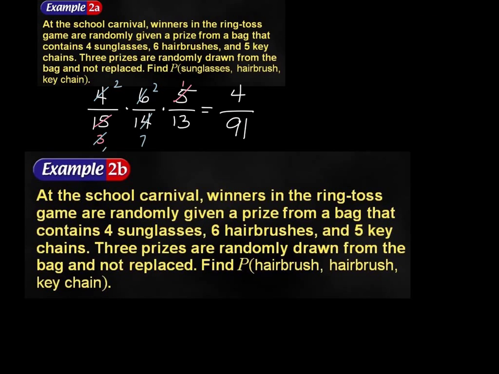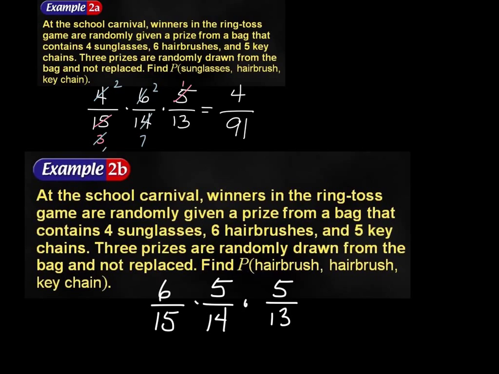Okay, same setup, but this time they want hairbrush, keychain. Okay, so there were 6 hairbrushes, so 6 out of a total of 15 prizes. They took out 1, so now there are 5 hairbrushes out of 14 prizes. And keychain, we had 5 keychains, and now there are 13 prizes.